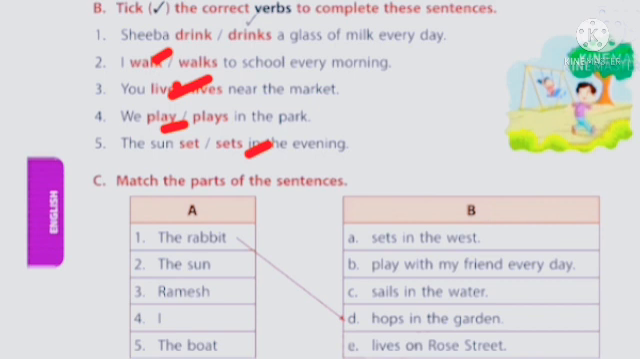So first one, Sheba drinks a glass of milk every day. Second one, I walk to school every morning. Third one, you live near the market. Fourth one, we play in the park. Fifth one, the sun sets in the evening.